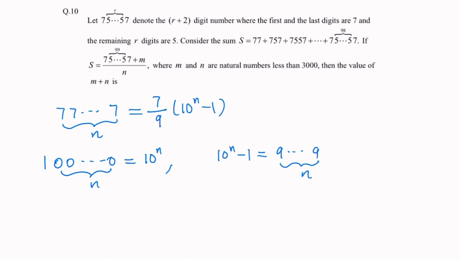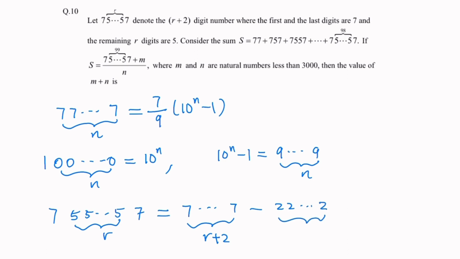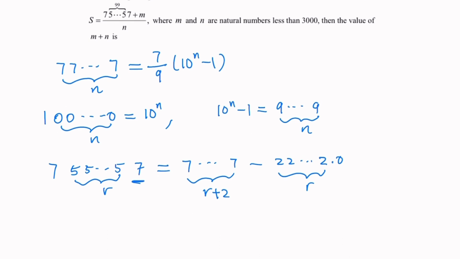So now, once we have that, how about these terms? How do you write this in an algebra form? What you can do here is notice that if you have, let's say this time, a 7, with a bunch of 5s in the middle, and let's say there's r of them, and 7. That can be changed into a bunch of 7s. How many of them? It's going to be r plus 2 7s, and then minus, in order to get 5s, a bunch of 2s. How many of them? You're going to have r of them, followed by a 0, because this is a digit here.